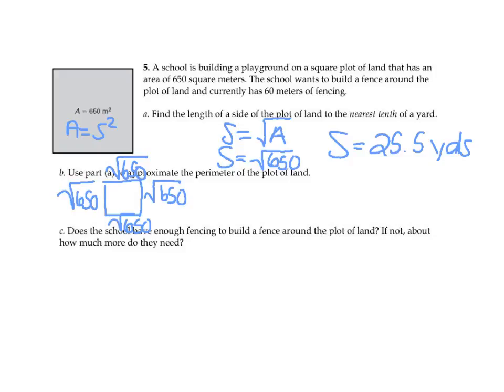So, now that I've found all the sides, how do I find the perimeter of a shape? Okay, yeah, I'm saying P equals 4S. So I'm adding up all the sides, and if we know it's a square, they're all the same size. So that's 4 times the square root of 650. So on our calculator, we're going to do 4 times the square root of 650.